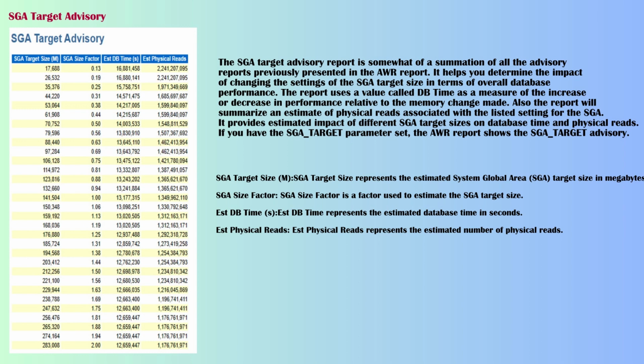If you have the SGA_TARGET parameter set, the AWR report shows the SGA target advisory. SGA target size, in MB, represents the estimated System Global Area, SGA, target size in megabytes. SGA size factor is a factor used to estimate the SGA target size. Est DB time represents the estimated database time in seconds. Est physical reads represents the estimated number of physical reads.